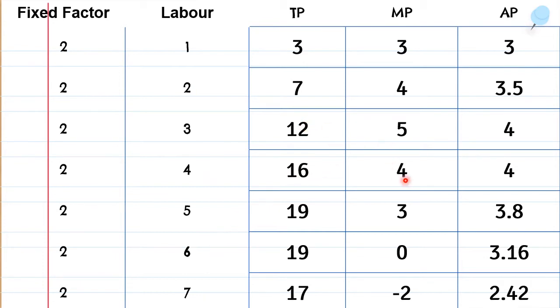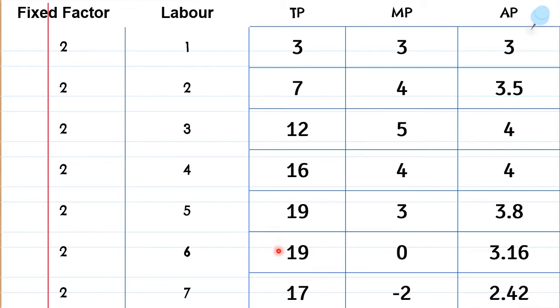And so in this way we go on. So 16 minus 12 is 4. So 4 is the addition to the total product after 4 laborers are employed. 19 minus 16 is 3. That means total product at the fifth unit of the variable factor minus total product at the fourth unit of the variable factor is 3.